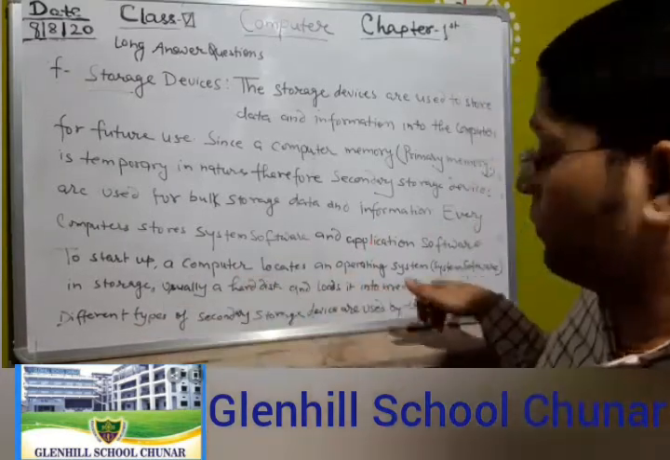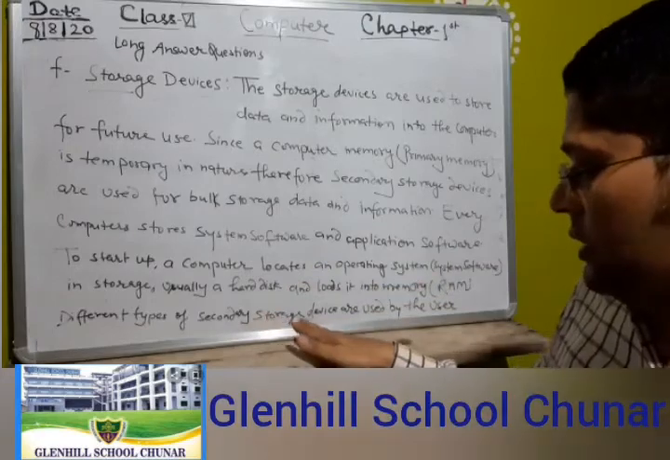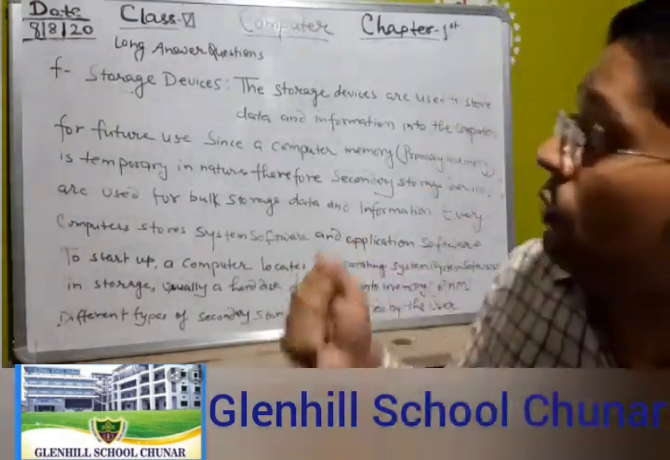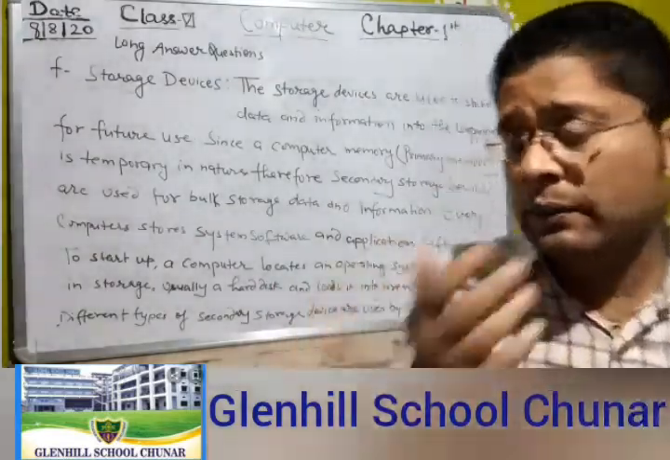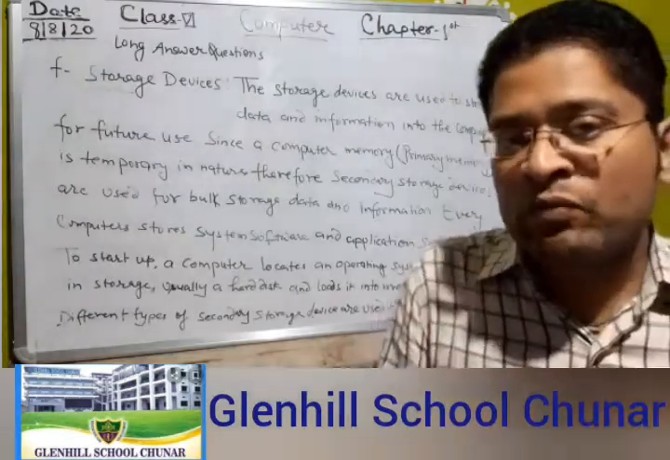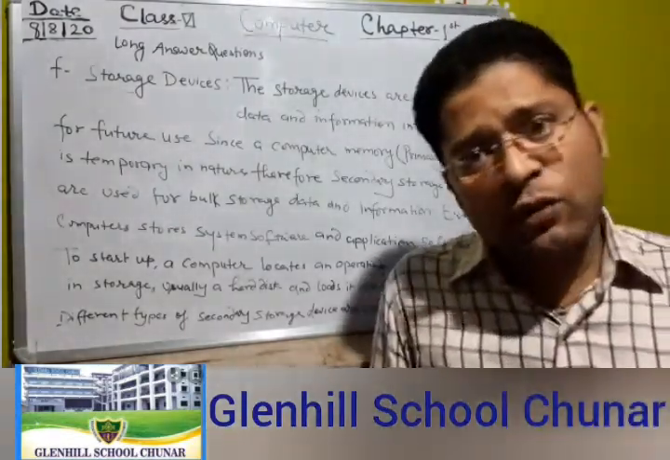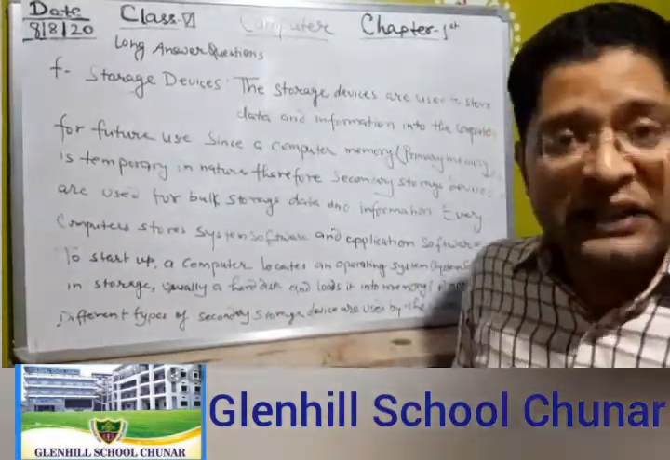So you know the full form of RAM? Random access memory. And different types of secondary storage devices are used by the user. And you know the example. What is a storage device example? Hard disk, pen drive, CD, DVD, flash drive, okay, yes, floppy disk. These are examples of storage devices.